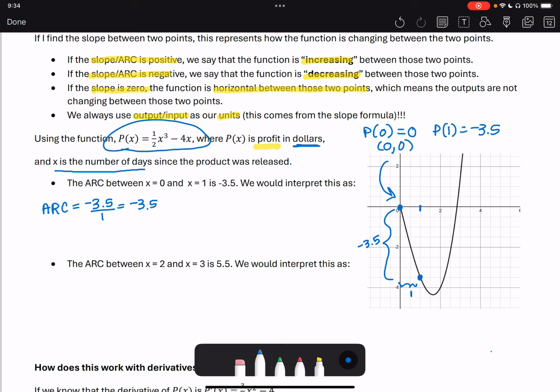You could actually do that calculation if you wanted to see it for yourself. We could get these points by plugging into the function, or we can just get the points by looking at the graph that was provided. It should be the same either way. But anyways, the average rate of change is negative 3.5.